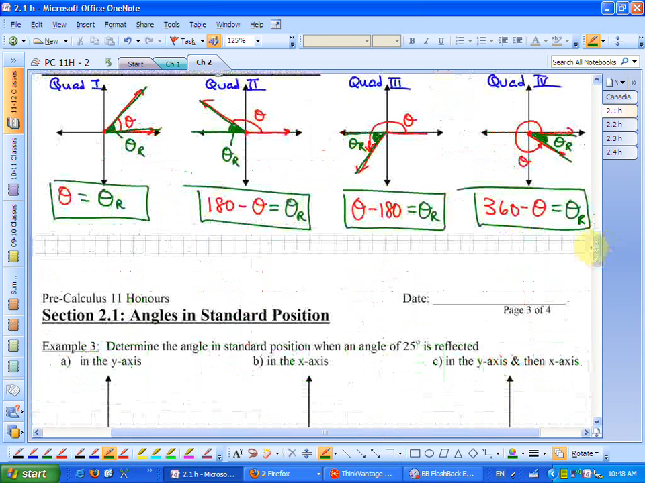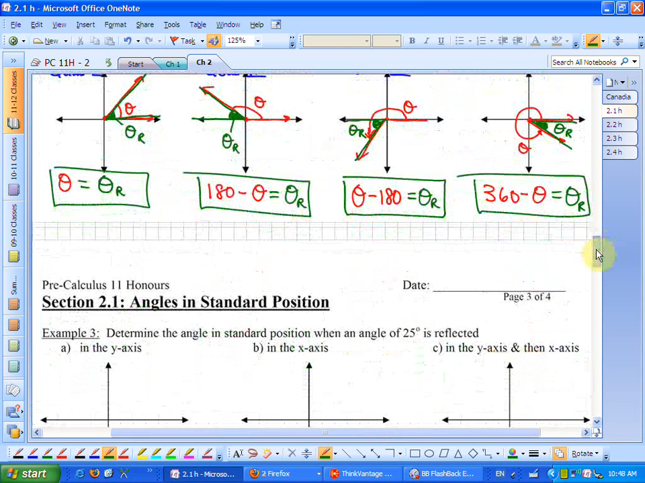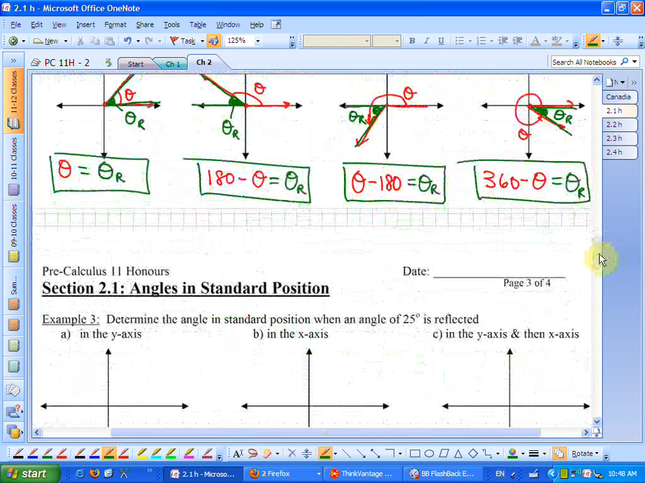You've got a different type of question, but somewhat similar. I'm asking you to determine the angle in standard position when this angle of 25 degrees is reflected. I'll do part A, and hopefully you can do parts B and C. If I'm asking you to first draw an angle of 25, let's do that. I'm going to put this in dotted lines, since this is not the real angle we're looking for. Here's 25. Agreed?